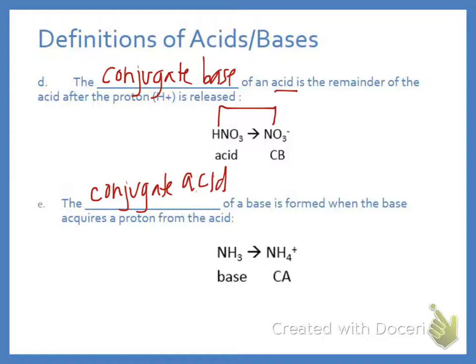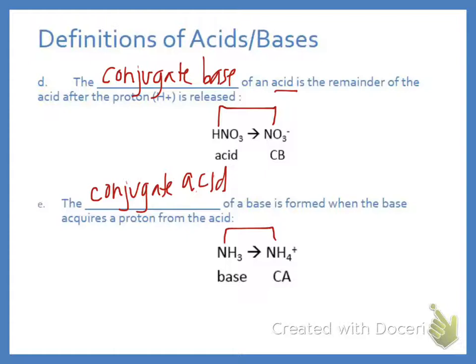Is what's left over after the base accepts the proton. Okay? And so in this case, NH3 is a weak base. It can accept a hydrogen and become an NH4. So they go together. They're connected. Opposite sides of the arrow.